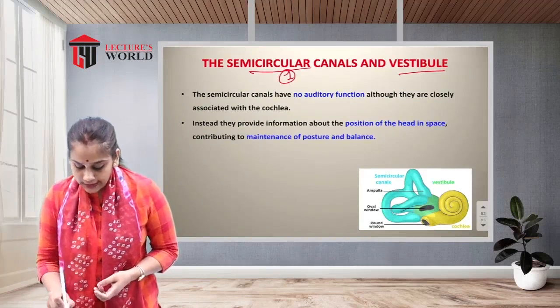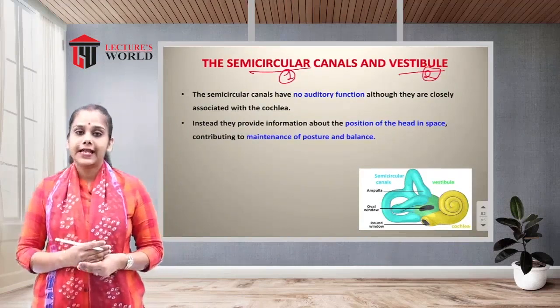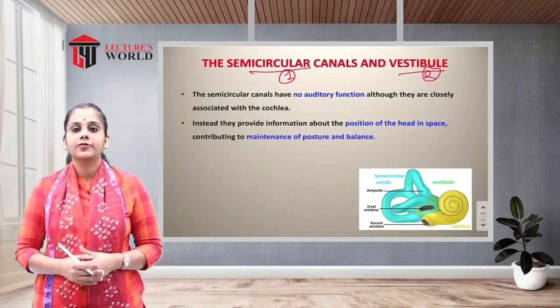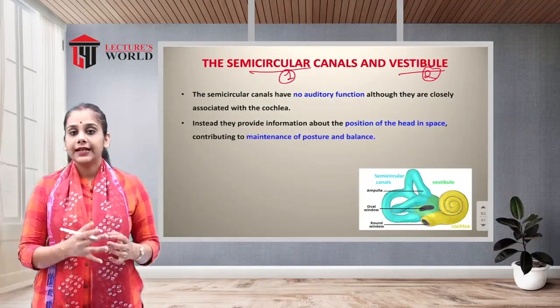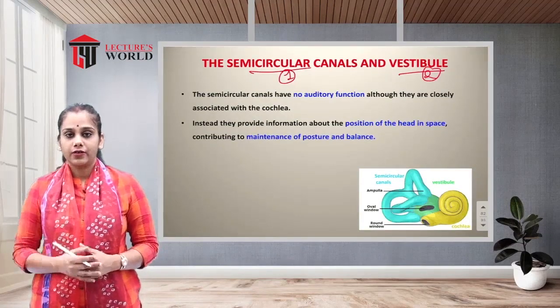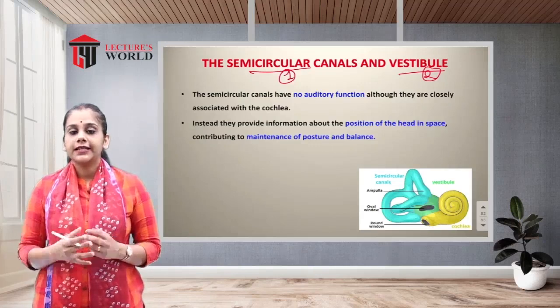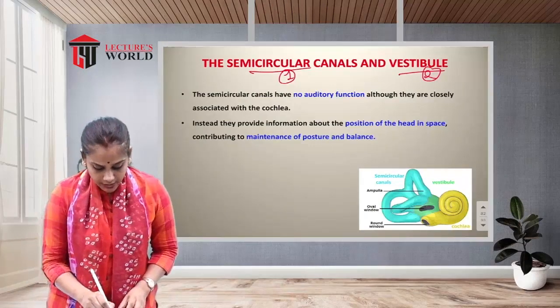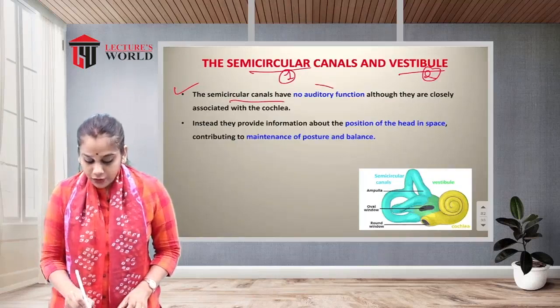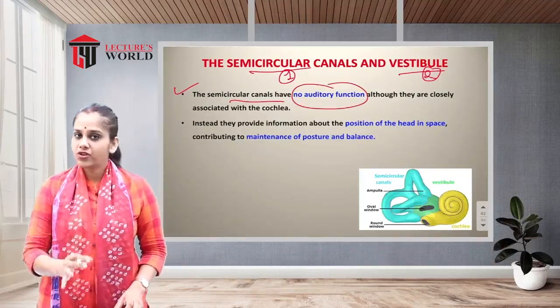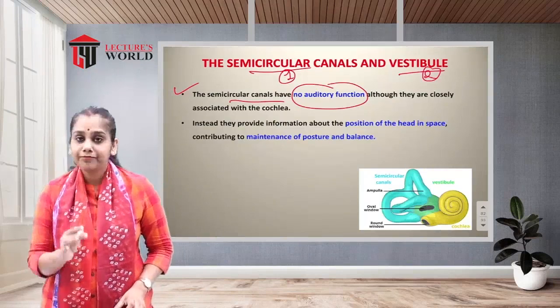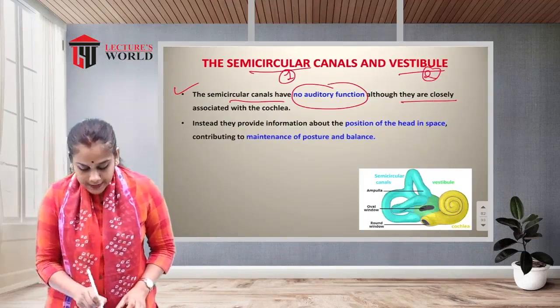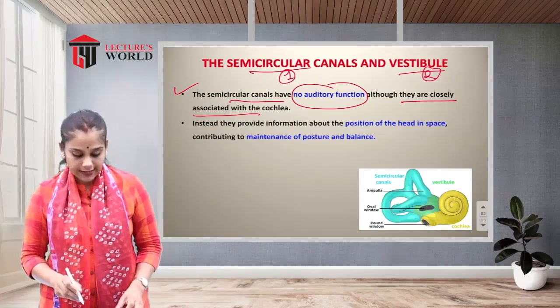Okay, the semicircular canal and the vestibule are the essential organs for the maintenance of balance, while the cochlea is essential for hearing. So the three parts of the inner ear each have a different function. Now, the semicircular canal has no auditory function. It has only the function of maintaining balance, although they are closely associated with the cochlea.